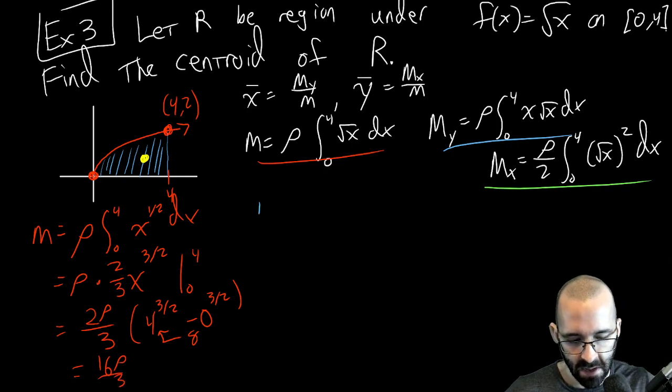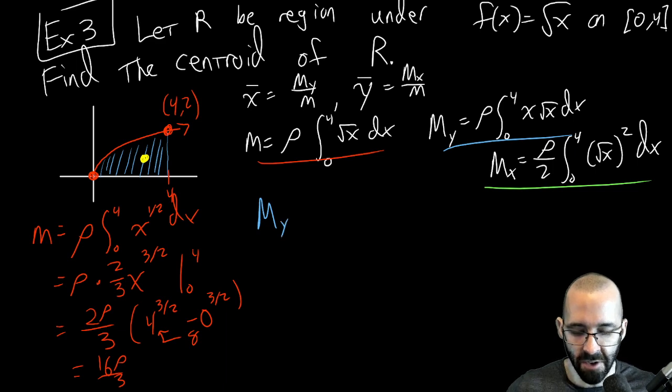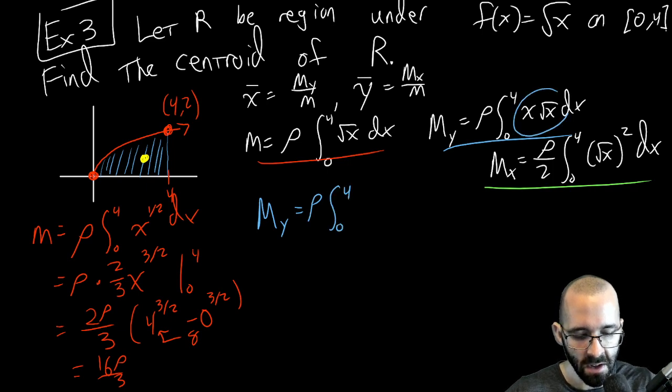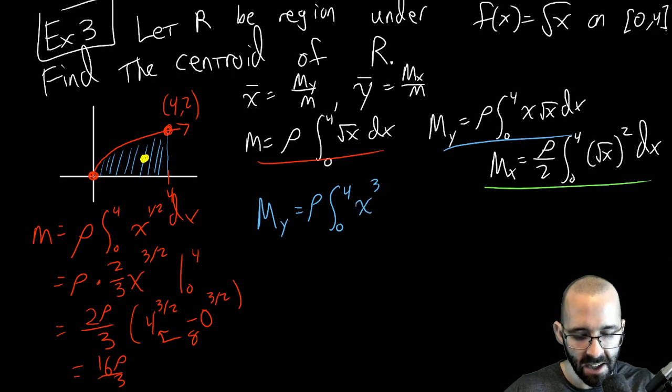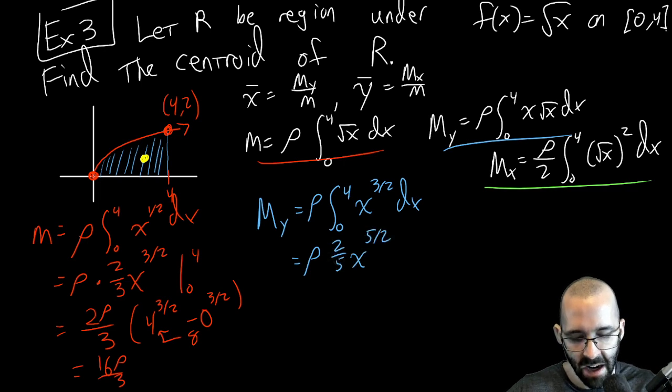Great. The first moment of the system with respect to the y-axis is rho times the integral from 0 to 4 of this. That's x to the 1 times x to the 1/2, which is x to the 3/2. Again, use the power rule: add a power, divide by the power, from 0 to 4. We get 2 rho over 5.